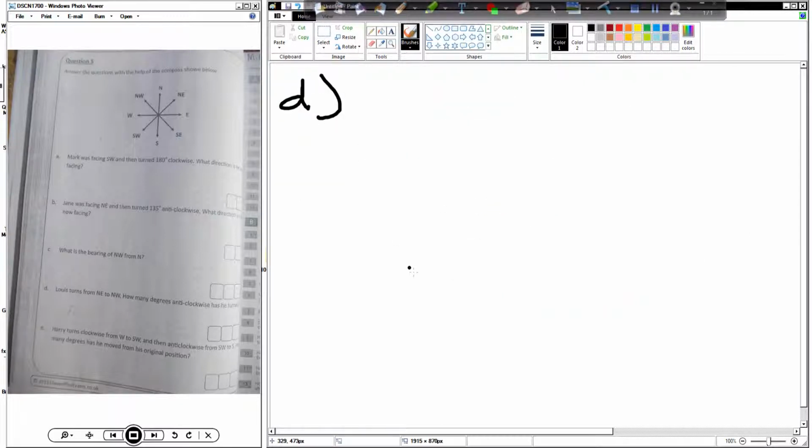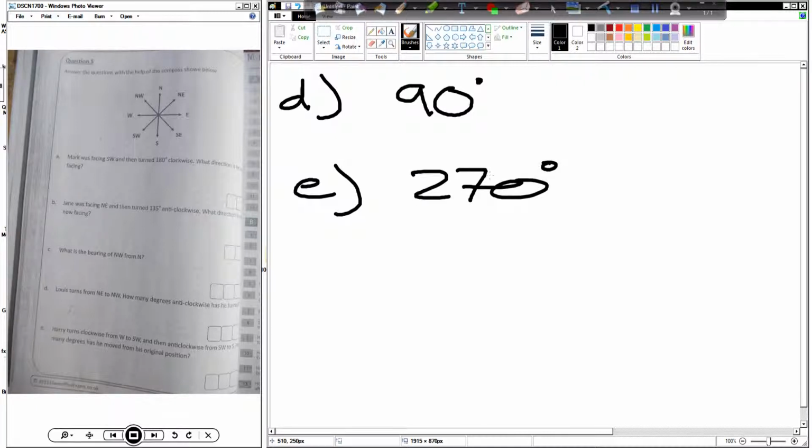Part D. Louis turns from northeast to northwest. How many degrees anti-clockwise has he turned? Northeast is over here, northwest is over here, and we're going anti-clockwise, which is that way. Which is 90. E. Harry turns clockwise from west to southwest. Here's west, and here's southwest. And then anti-clockwise from southwest to south. How many degrees has he moved from his original position? And the answer is 270. He's moved 3/4 of a turn altogether. Done.